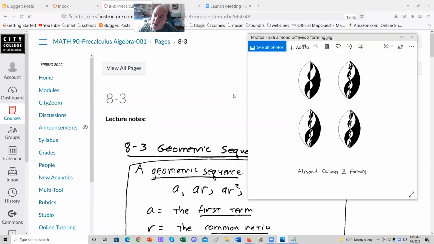The Zoom session is being brought to you by the Fractal Almond Octave Z forming.